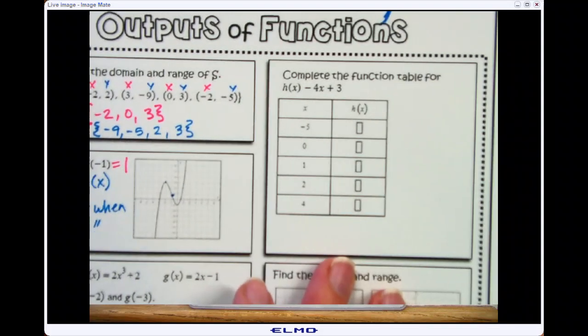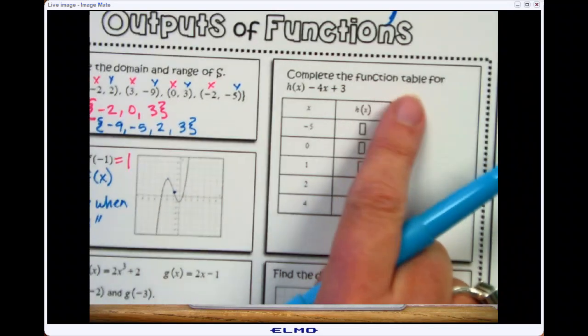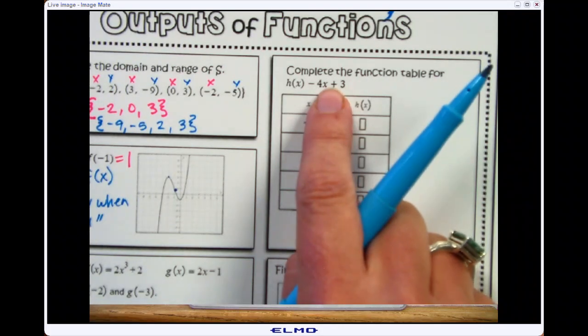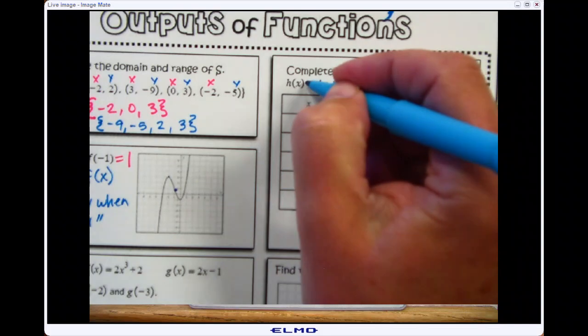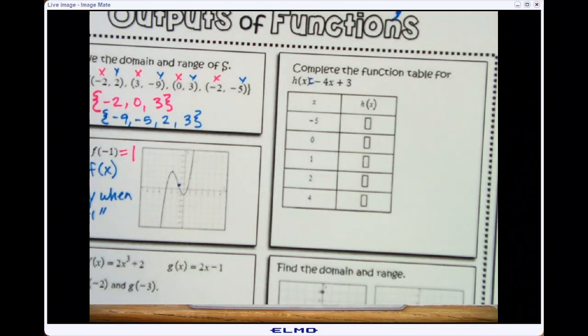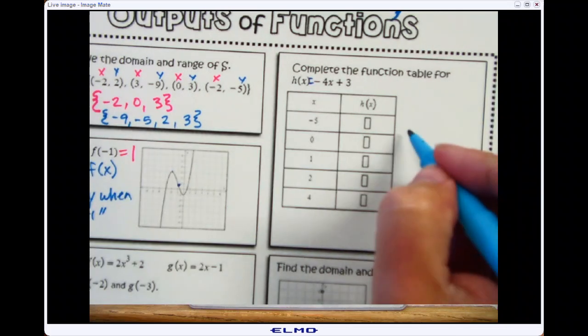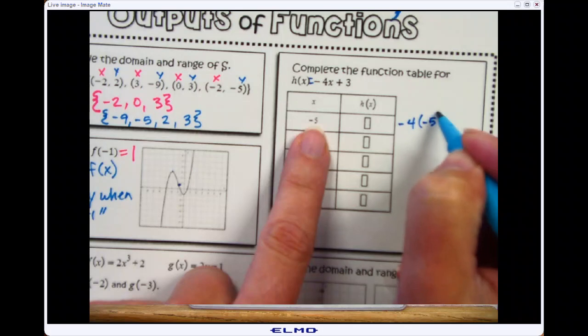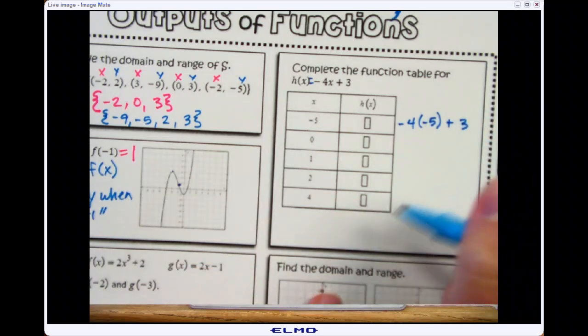Okay, this one should be familiar. Complete the function table, and it tells me the values to plug in for x, right? I'm not sure why that doesn't have an equals sign right there. It should. So I'm just going to plug in negative 4 times negative 5 plus 3. What do we get?